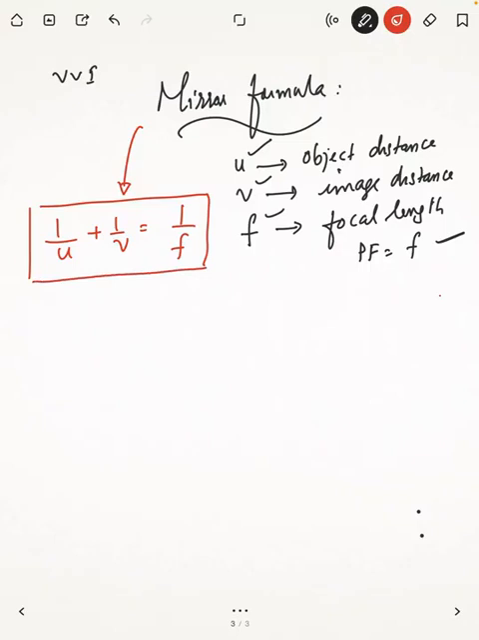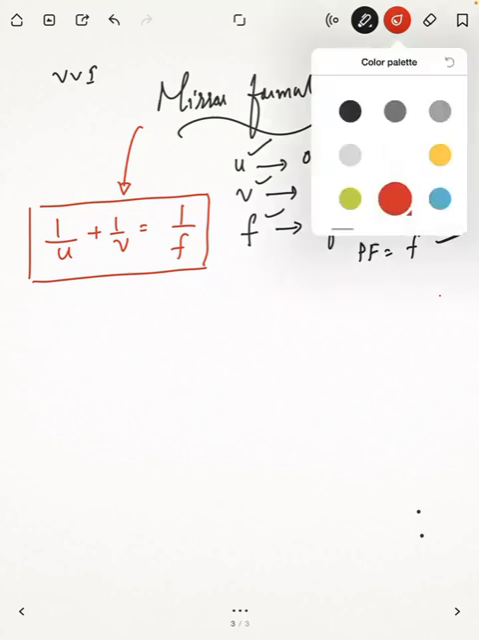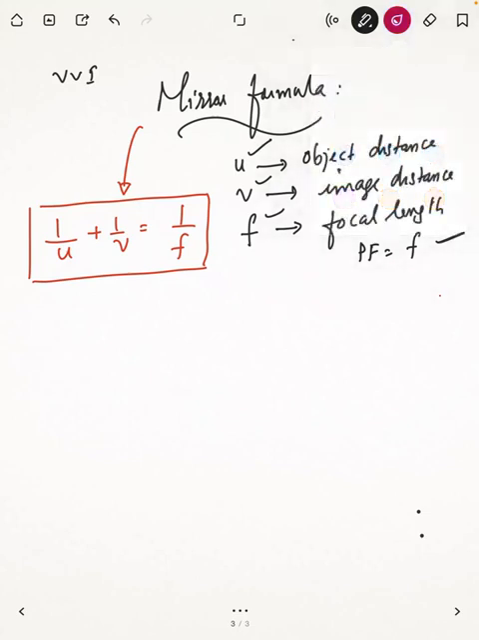Mirror formula. What is mirror formula? It's a relation involving object distance U, image distance V, and focal length F of a mirror, and it is given by the equation 1 by U plus 1 by V is equal to 1 by F. And this equation is valid for all the kinds of mirrors. Okay, this is valid for concave and also for convex. Whether it forms real image or virtual image, same equation is used.